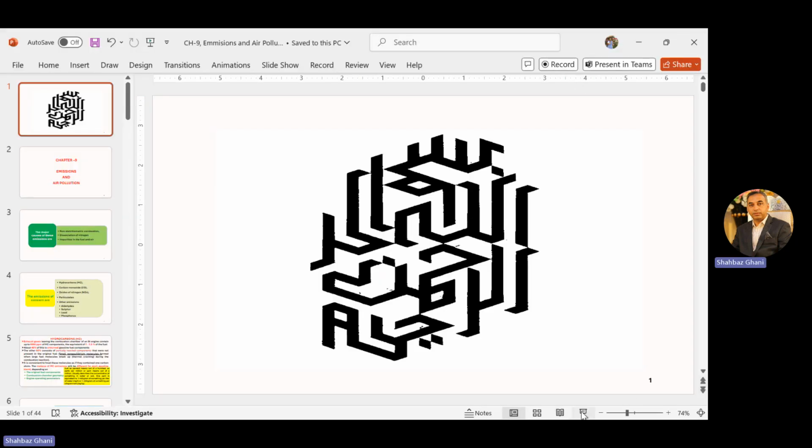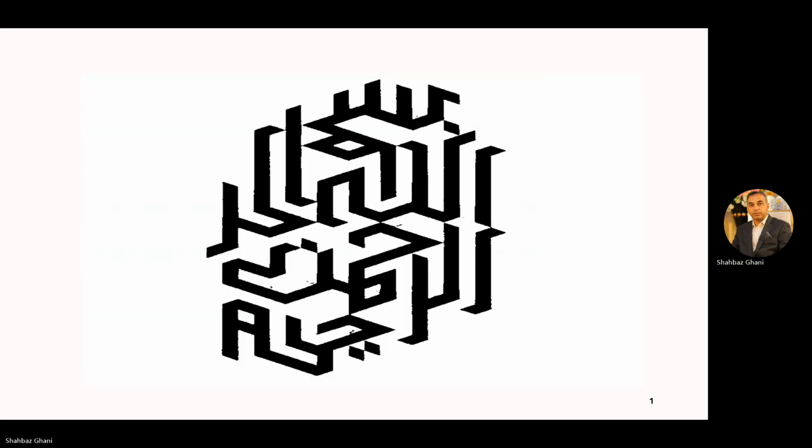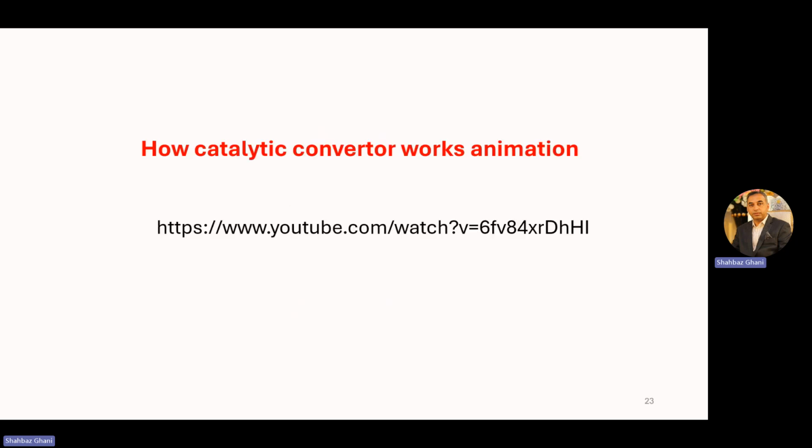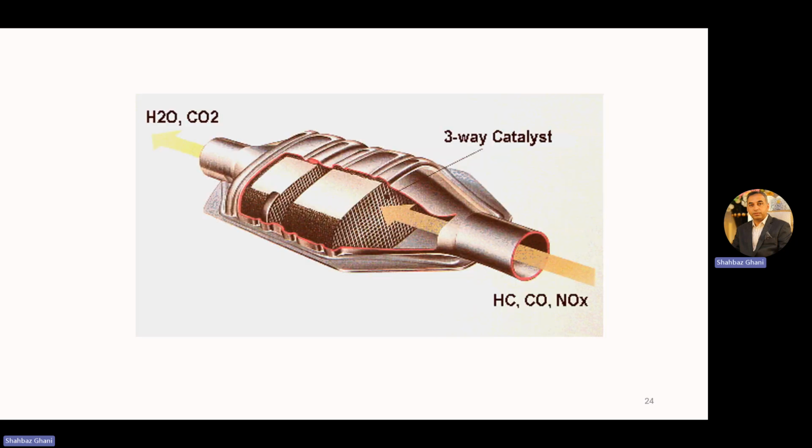Bismillah Rahman Rahim. Now, this is the second part of chapter 9, in which we are studying the chapter on emission and air pollution. In the first part of this chapter 9, we have studied up till here how the catalytic converter works in animation. Now, let's see in detail.